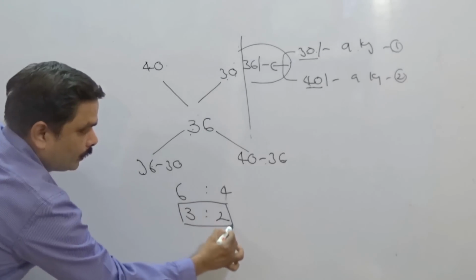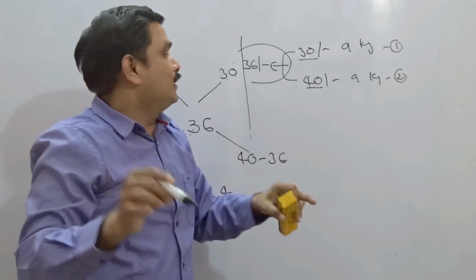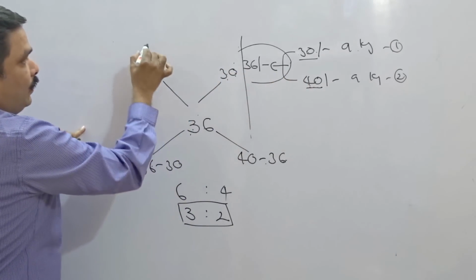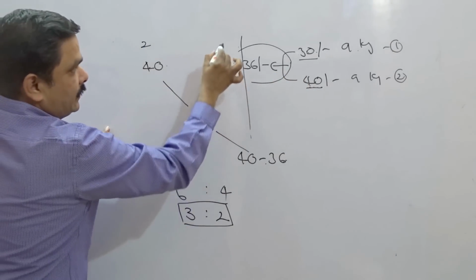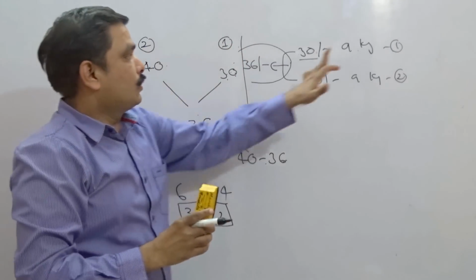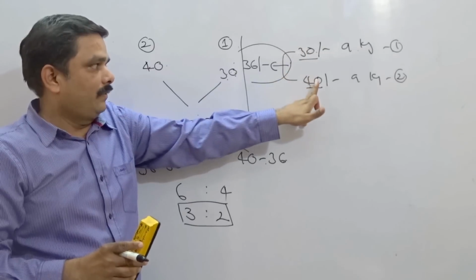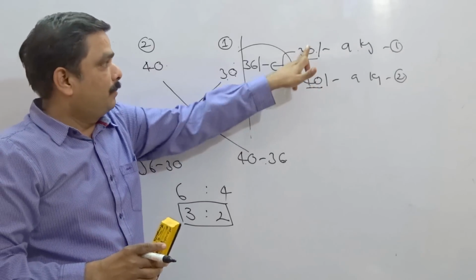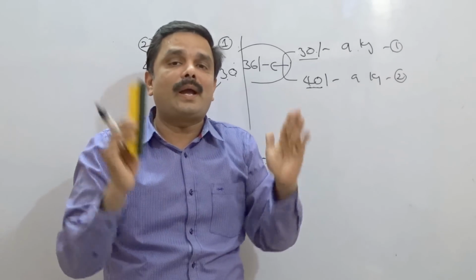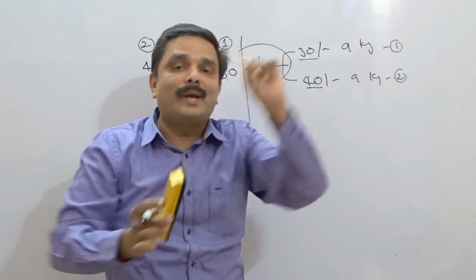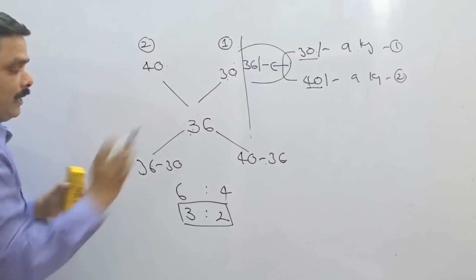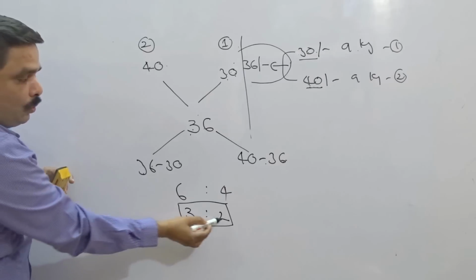3 is to 2. What do you mean by 3 is to 2? This variety I took as the second quality. Now this is the second variety and this is the first variety. So I am having one variety of 30, other variety of 40 rupees per kg. The mixture should cost me 36 rupees per kg. In which ratio do I have to mix up these two to get 36 rupees per kg as the mixture? I need to mix them in the ratio of 3:2.